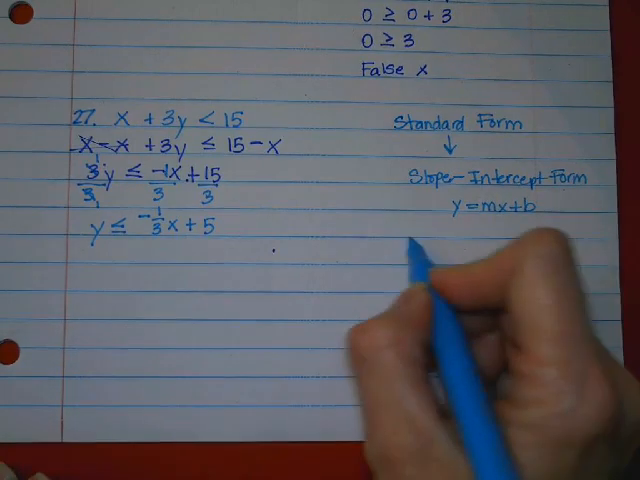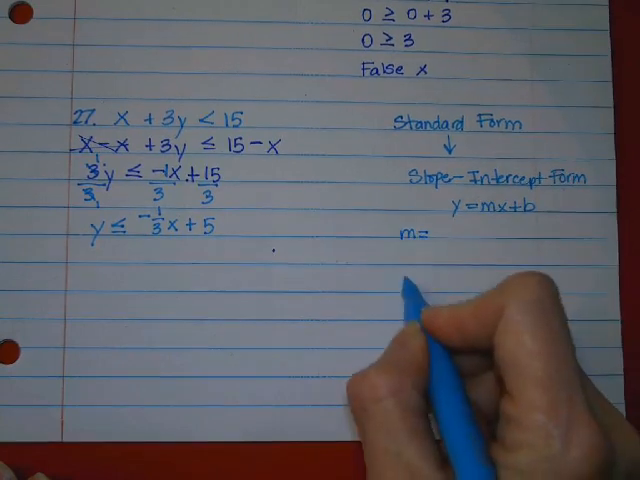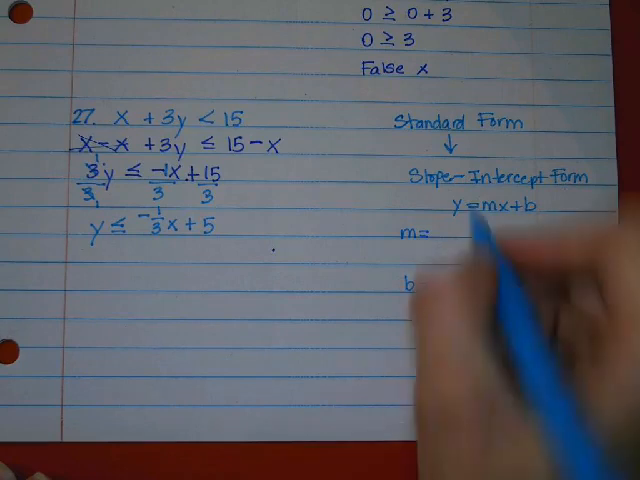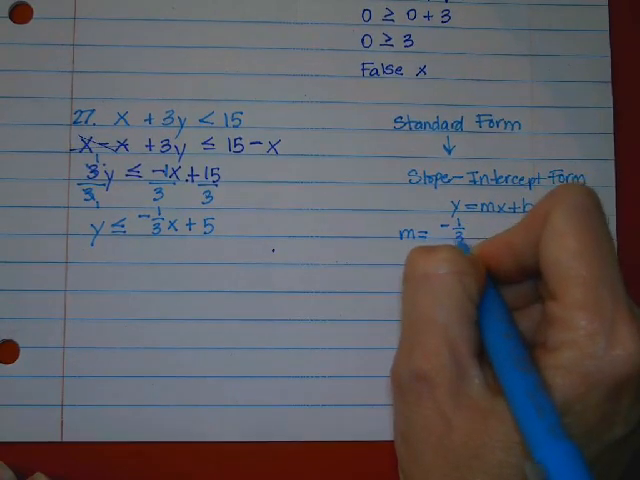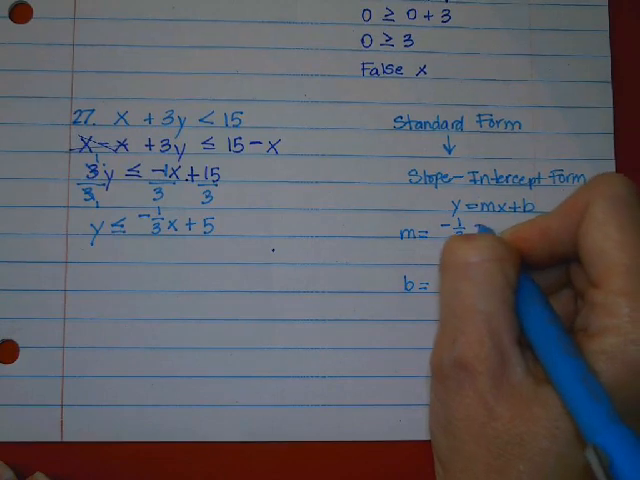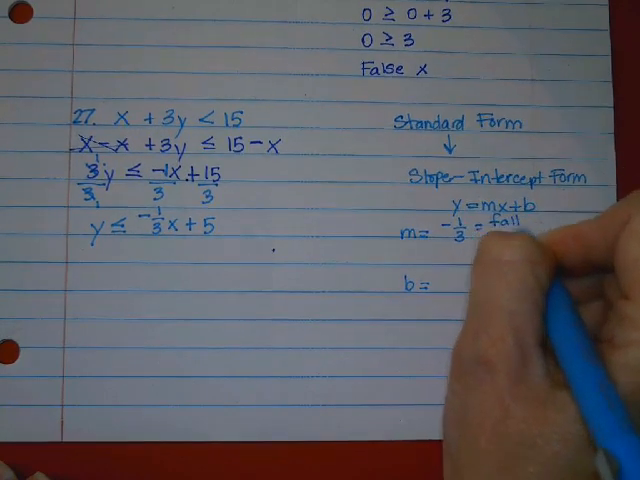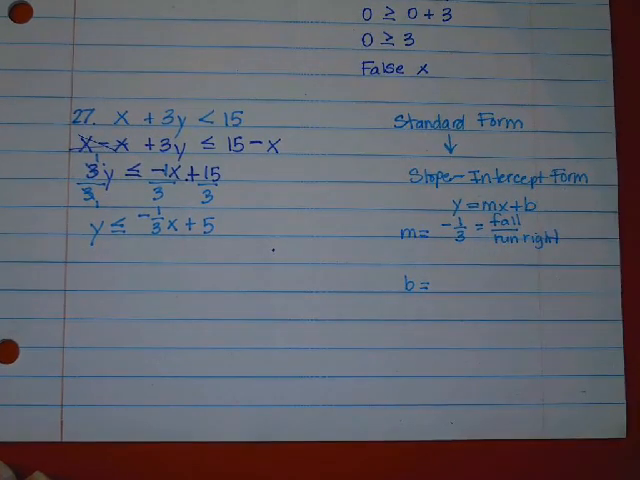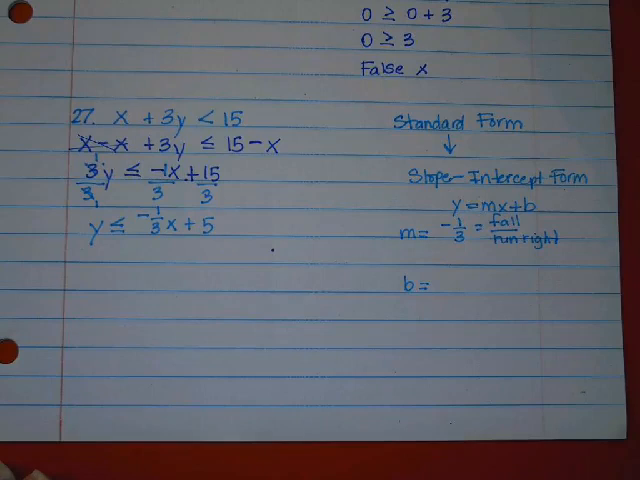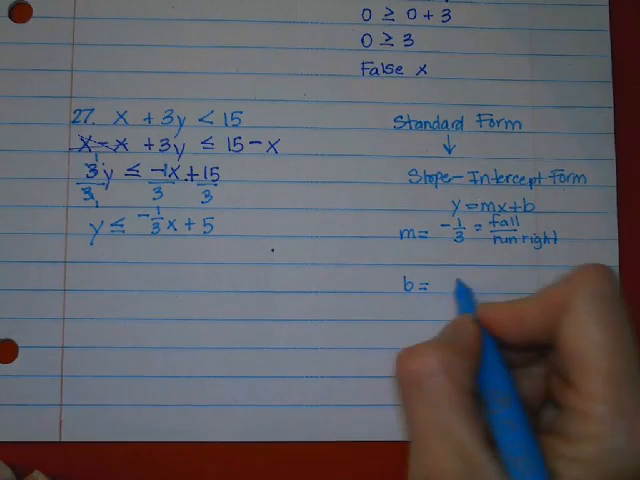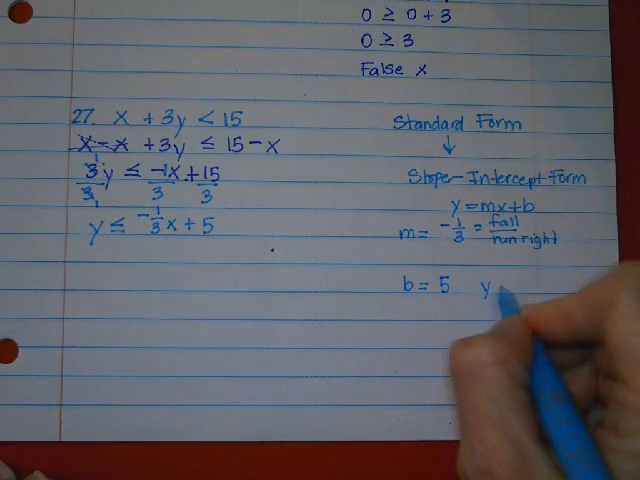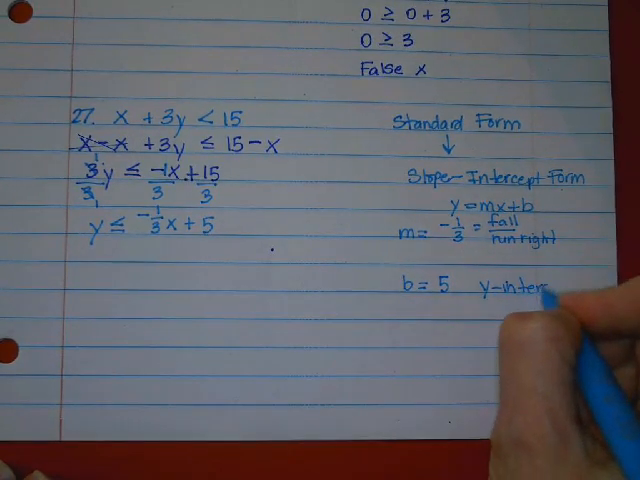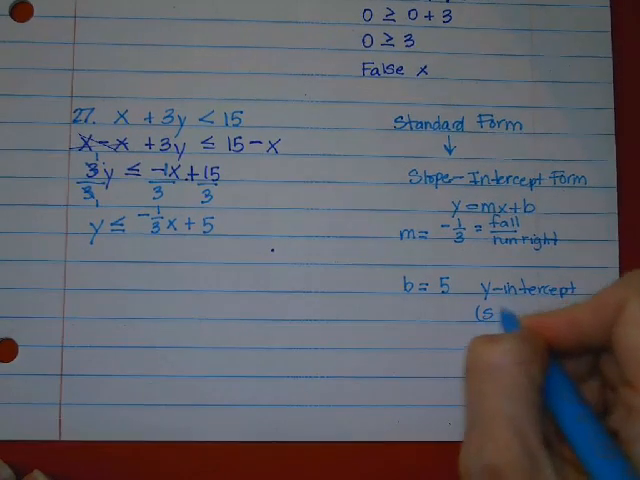So now I can identify who my slope is and who my y-intercept is. All right, Mia, what is my slope? You're right, negative 1/3. Since my slope is negative, this means I will fall 1 and I will run right 3. What is my b value or my y-intercept, Ethan? That is correct, it is 5. So this is my y-intercept, or my starting point.